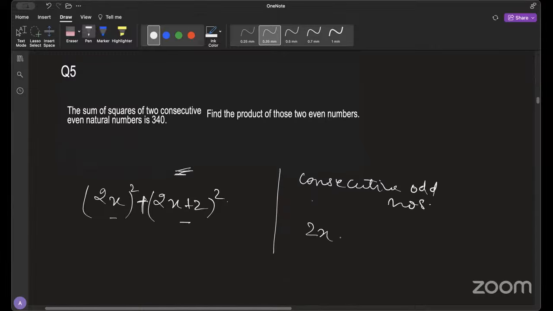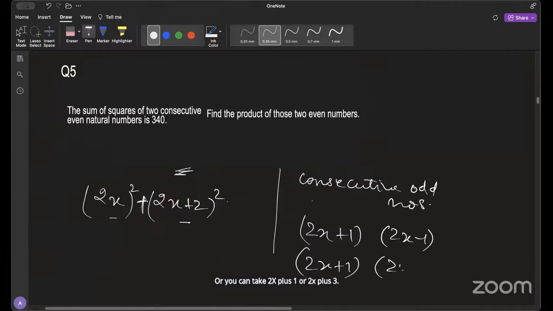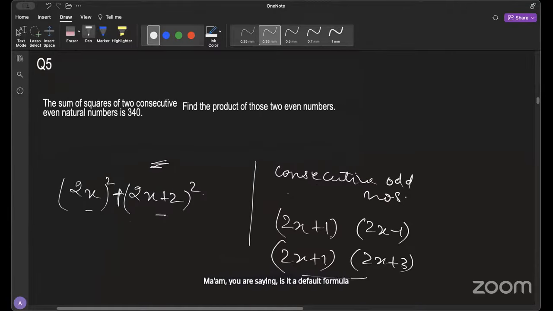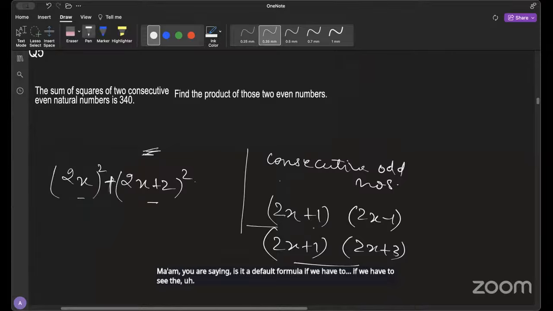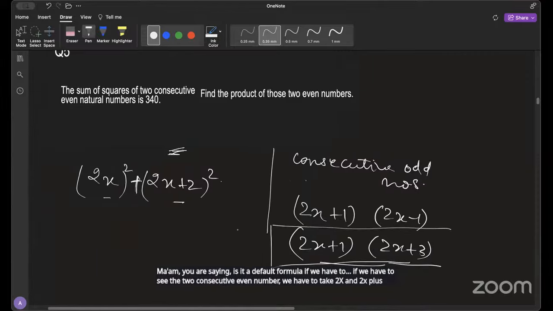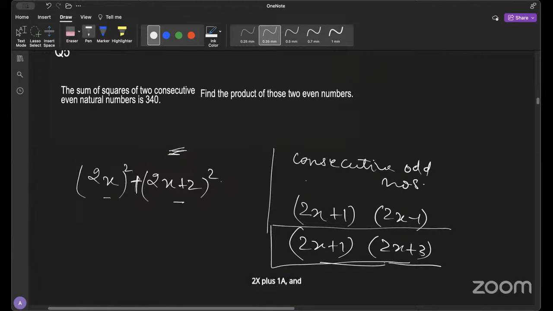It's 2x plus 1, and you can take 2x minus 1. Or you can take 2x plus 1 or 2x plus 3. That works. Ma'am, you are saying, is it a default formula, if we have to see the generalized formula for two consecutive even numbers, we have to take 2x and 2x plus 2, and for two consecutive odd numbers we have to say 2x plus 1 and 2x plus 3? Yeah. To make sure that they're odd numbers, you should be doing this.